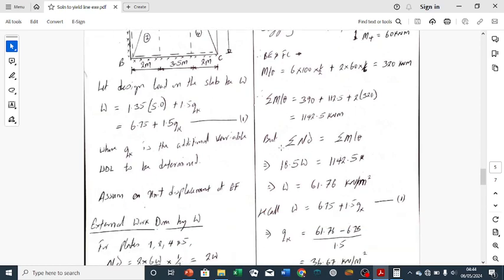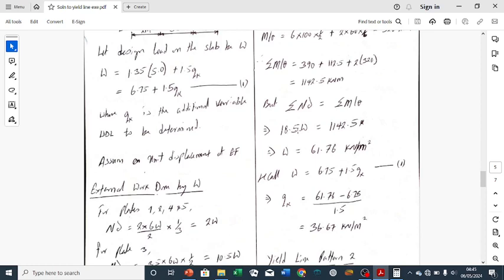Remember the law of virtual work: we say that the sum of external work done equals the sum of internal energy dissipated. Please always take note of this. So that means our 18.5W equals 1142.5. From there we can calculate our W, which is our design load.